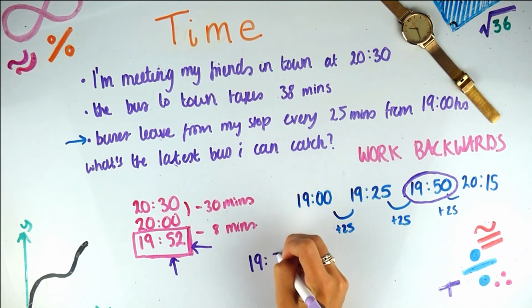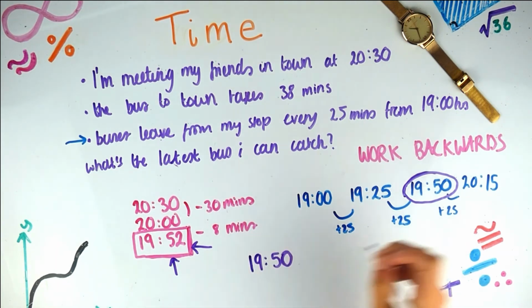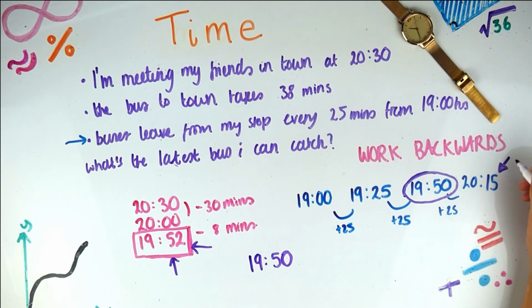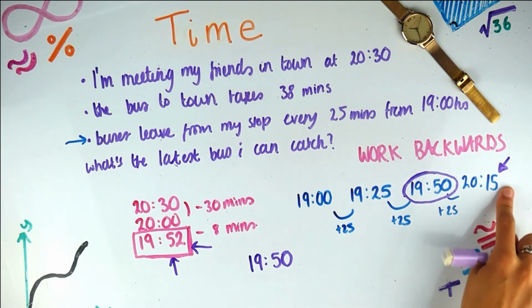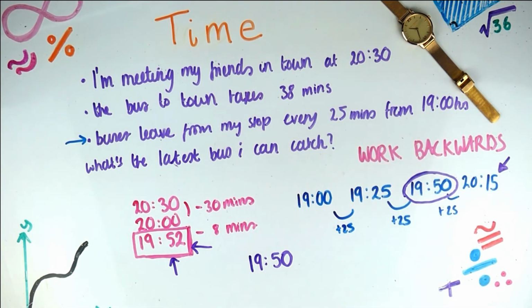So the latest one I can catch is this 10 to 8 one, because I can't catch the next one because that's past the latest time I could leave. So I know that if I add 38 minutes onto that, I'm going to be past 8:30 and I'm going to be late for my friends. And then my friends are going to be angry. So with these questions, work backwards and then write out the bus timetable. And again, super useful for everyday life. Oh, time's up. Video's out.